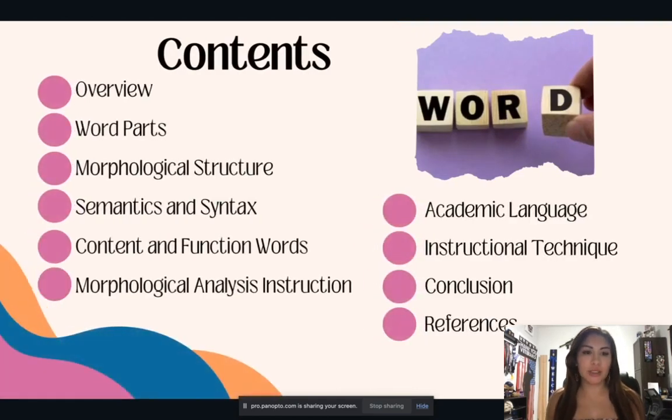My presentation will include an overview of morphology, word parts, morphological structure, semantics and syntax, content and function words, morphological analysis instruction, academic language, instructional technique, conclusion, and my references.